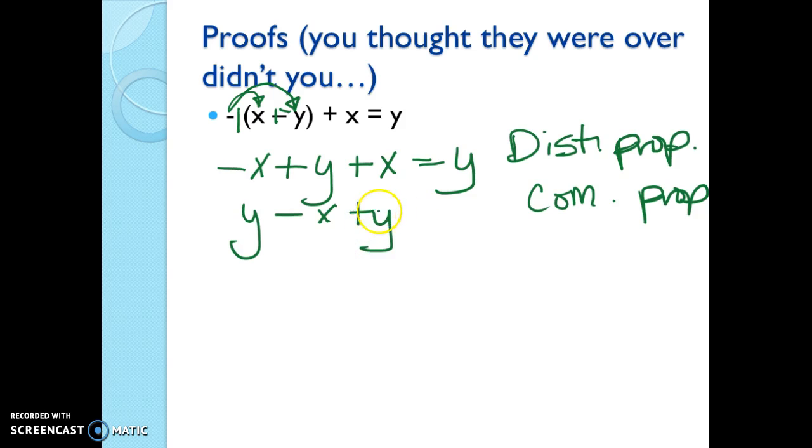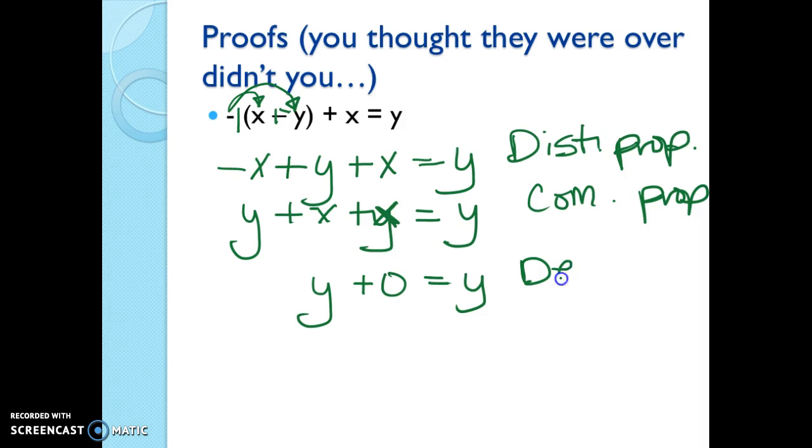Oops, that should be another x there, sorry. I was looking ahead to what was after the equal sign and I wrote it twice. All right, what's going to happen here? We have a negative x plus a positive x. That is equal to 0. You could say that this is the definition of addition.